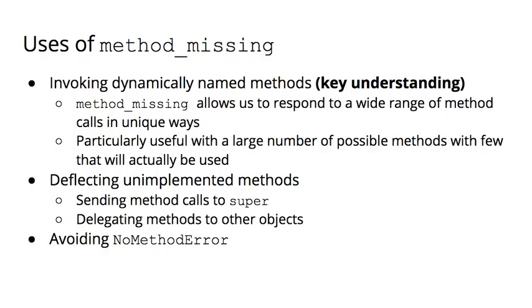But method missing can also be used to deflect unimplemented methods, either by sending them to a superclass or possibly delegating them back to the object that instantiated the call. You can just kind of reroute methods as you wish with method missing. And kind of a basic but important facility is to avoid no method errors.